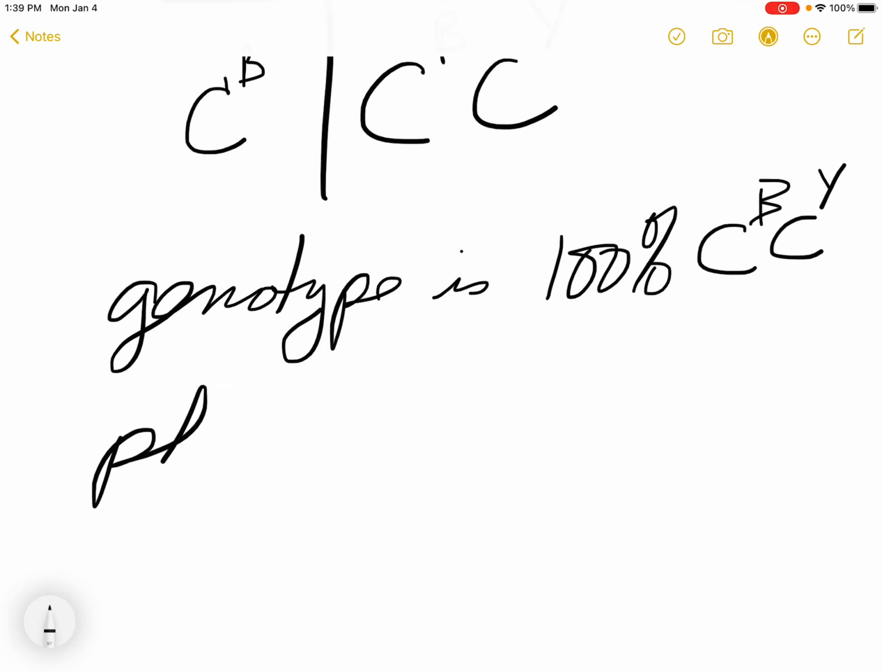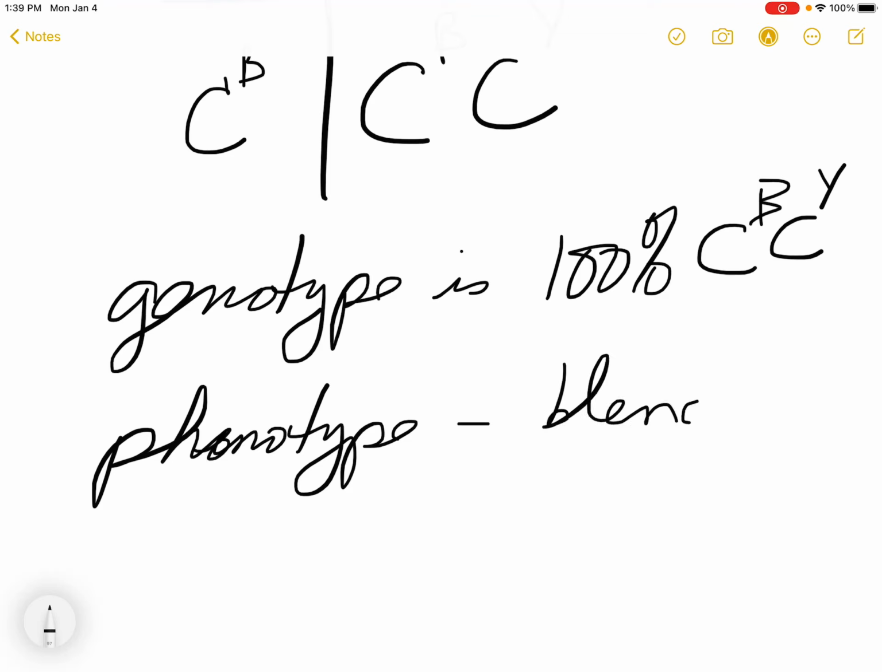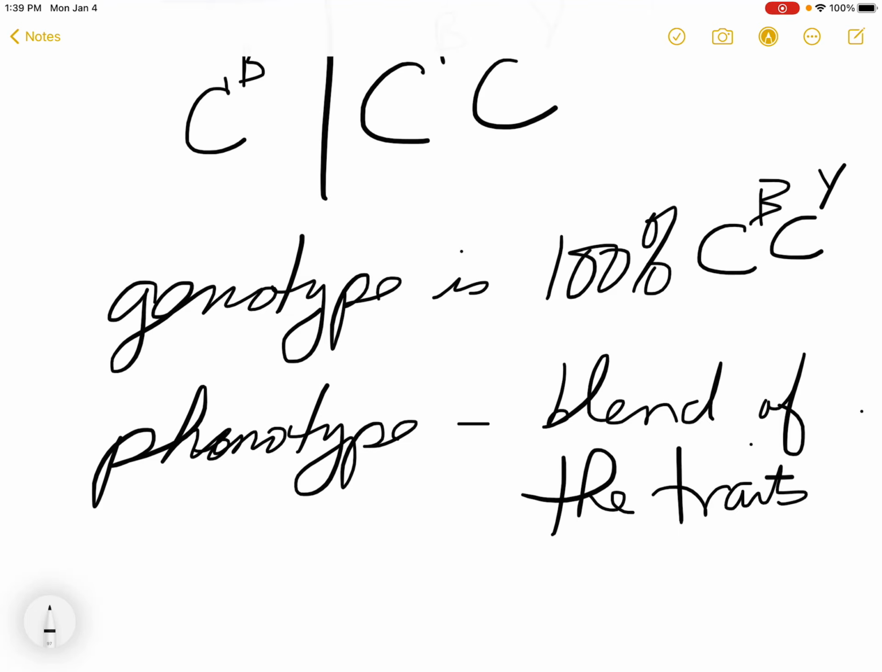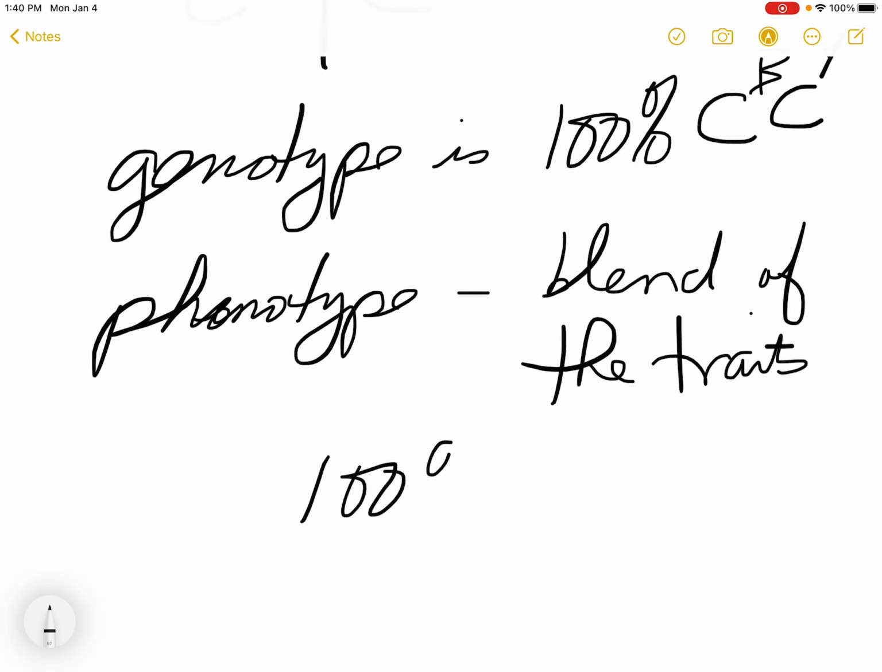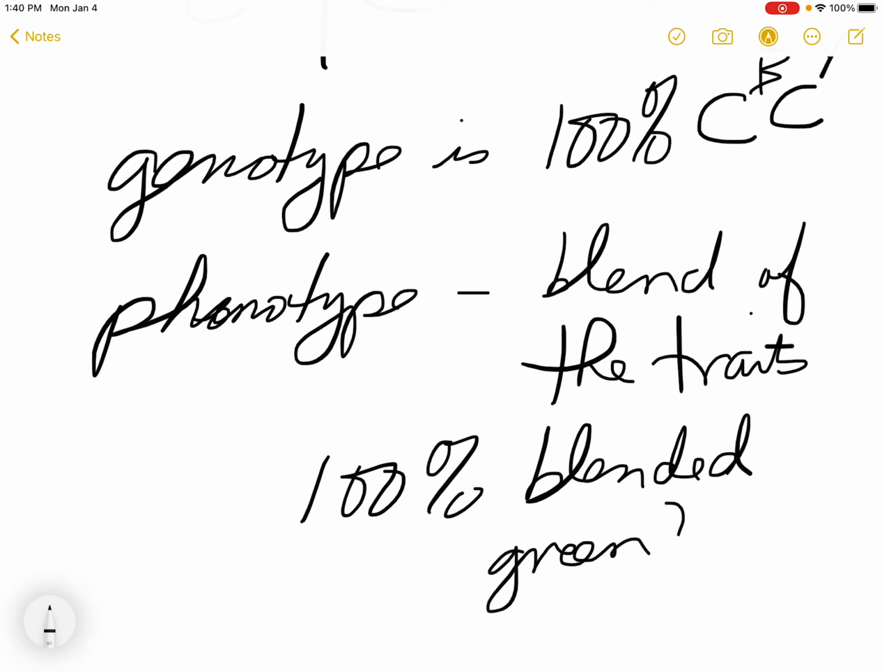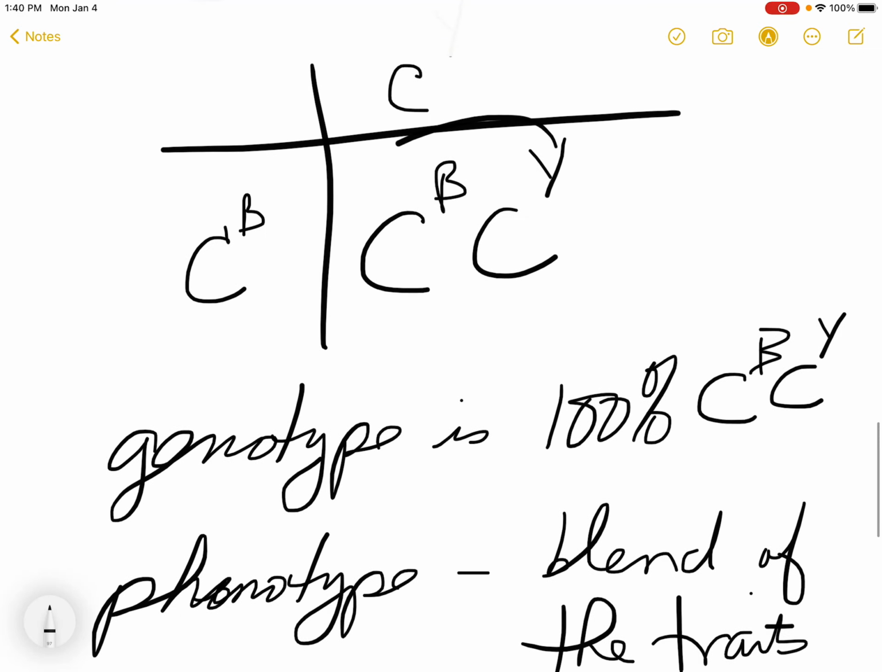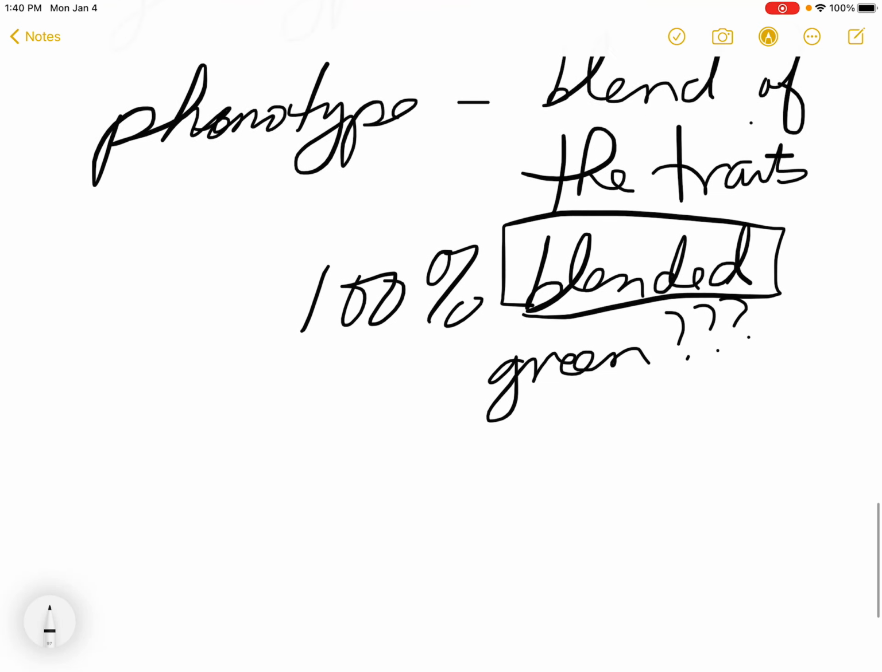And then what you can say for the phenotype is that it would be a blend of the traits. 100%, all of them are blended. Now you can guess at what you could blend. If it was red and white, you could say pink. Blue and yellow might blend to make green. So it's possible that these could be green. But if you're not sure, you can just say blended. 100% blended, because we have no other possible combinations.